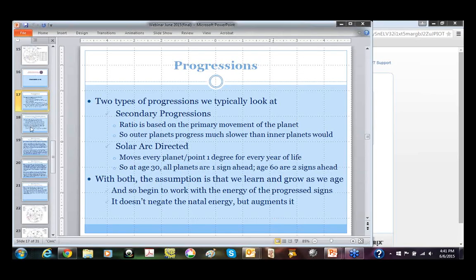None of this stands alone. They all have to be related to the natal sign or the natal chart, because the energy of the natal chart is the most important thing. And all this does is add another dimension to our understanding of ourselves.